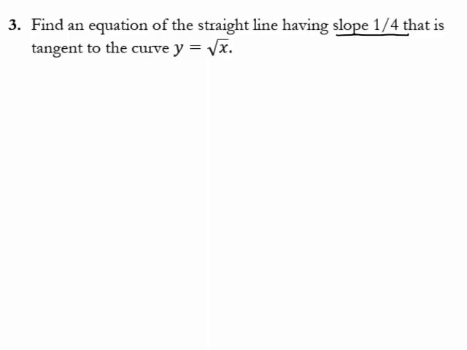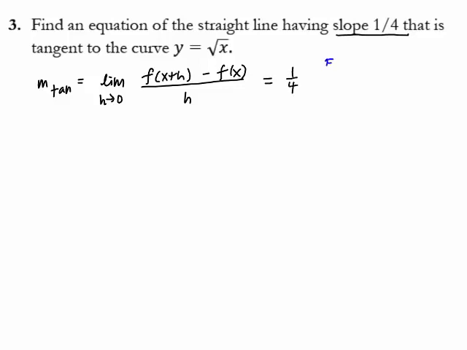So the curve is y equals the square root of x, and we know that the slope of the tangent line is the limit as h approaches 0 of f of x plus h minus f of x all over h. Now in this case we want this slope equal to 1/4. So now our job is to find the x values where this occurs. So let's construct the limit statement and simplify it and then solve for x.